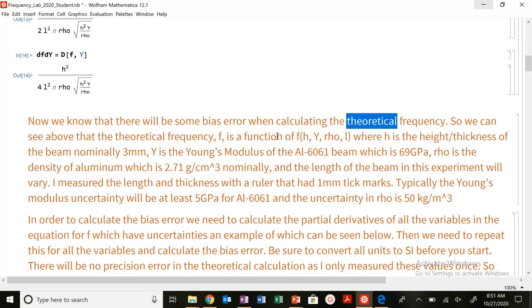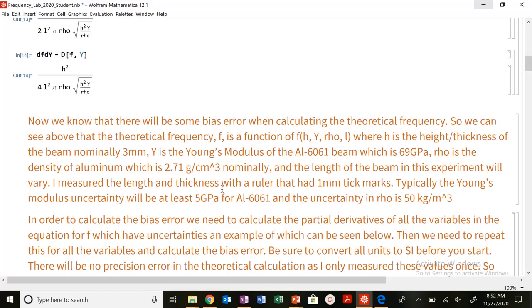So right here, this is our frequency as a function of these variables. H is the height, nominally 3 millimeters. Y, Young's modulus, 69 gigapascals. Rho, density of the aluminum, 2.71. You might want to be concerned about units here, so make sure to convert where necessary. Length of the beam will vary.